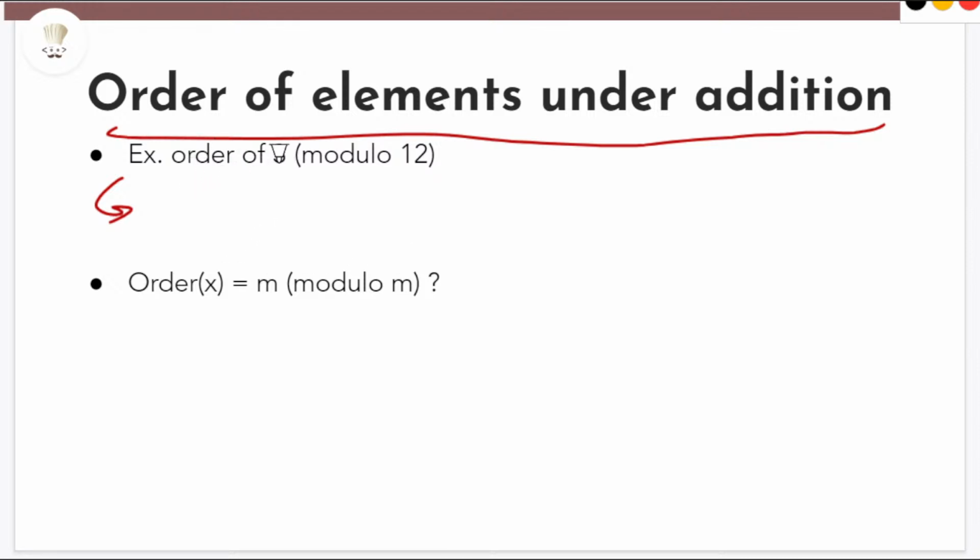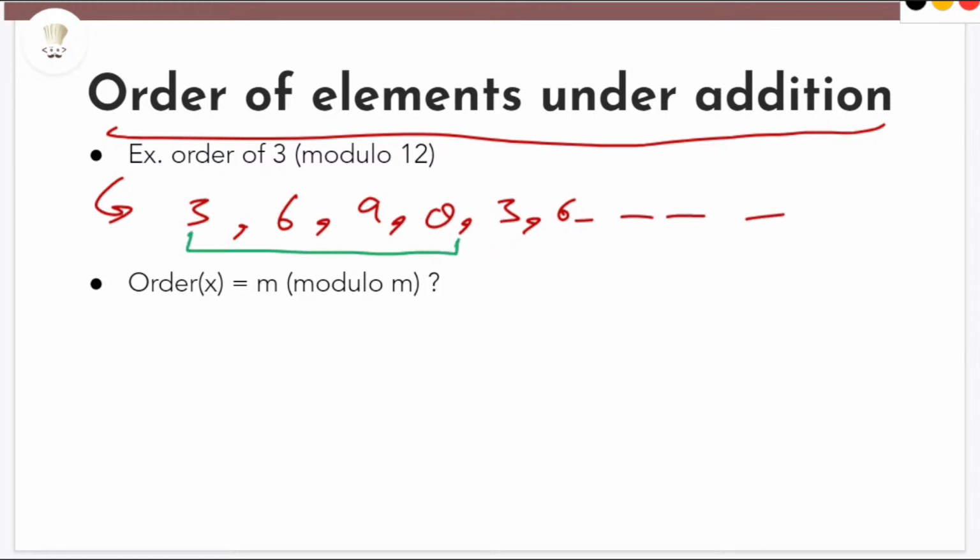If we add 3 onto itself again and again, we have 3. If we add 3 to 3, we get 6. If we add 3 to 6, we get 9. If we add 3 to 9, we get 12. 12 modulo 12 is 0. If we add 3 to 0, we get 3, 6, and so on, right? So we say that the order of 3 is 4. That is, we can go on to 4 numbers here: 3, 6, 9, 0. So the order of 3 modulo 12 is 4.